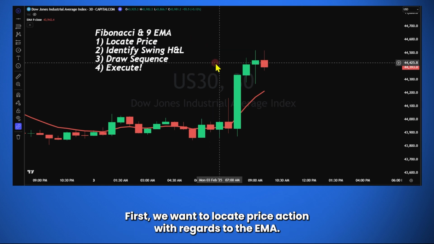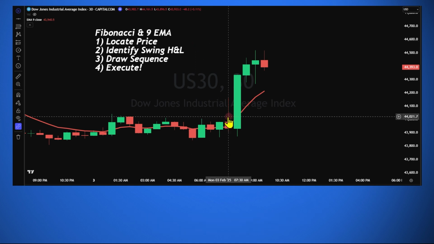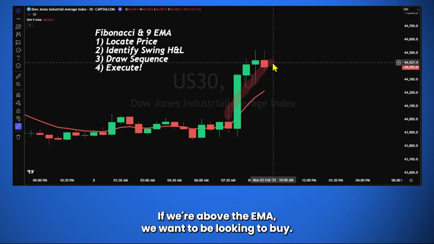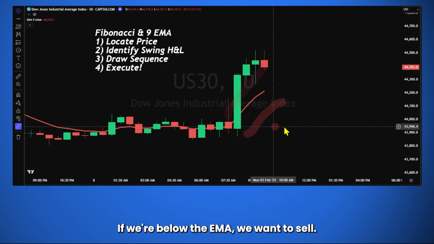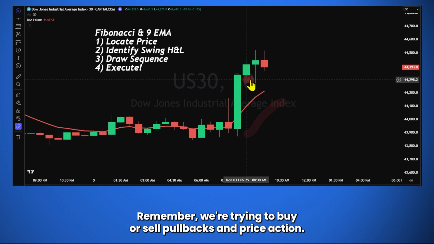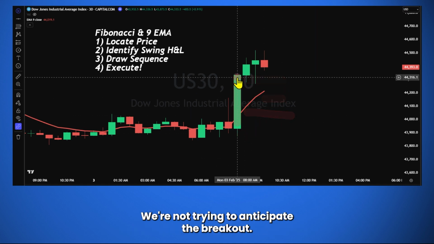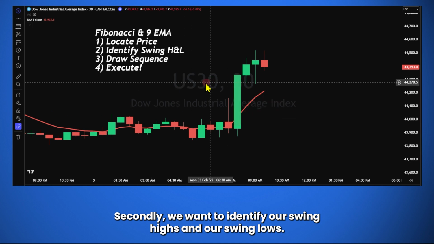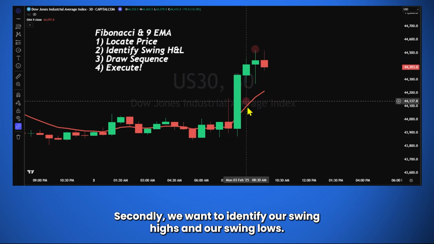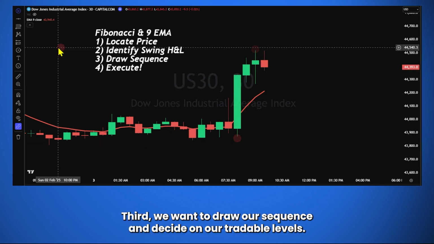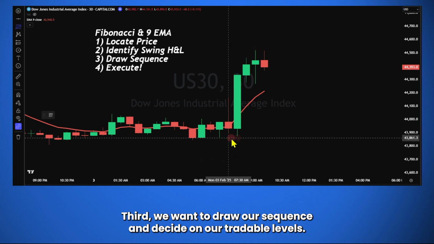First, we want to locate price action with regards to the EMA. If we're above the EMA, we want to be looking to buy. If we're below the EMA, we want to sell. Remember, we're trying to buy or sell pullbacks in price action. We're not trying to anticipate a breakout. Secondly, we want to identify our swing highs and our swing lows. Third, we want to draw our sequence and decide on our tradable levels.